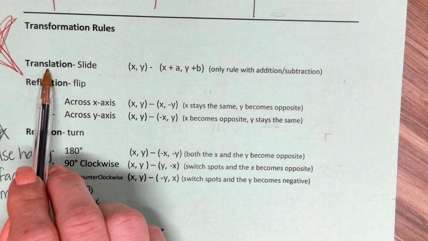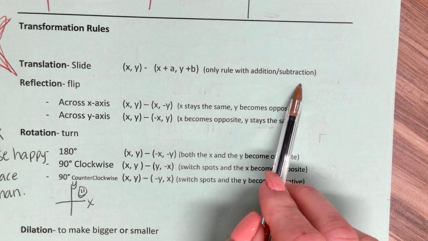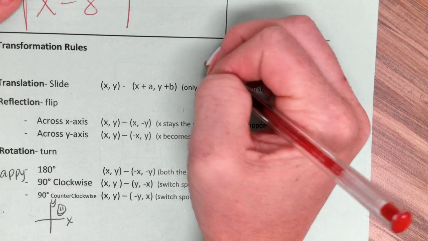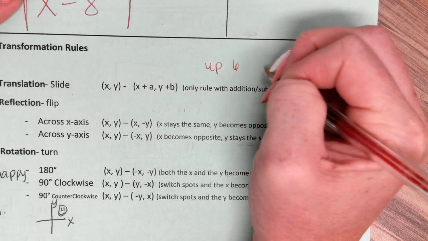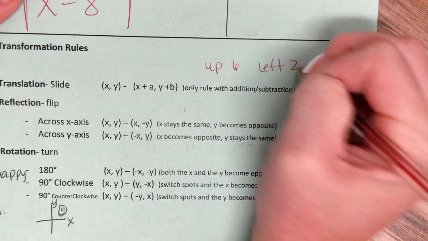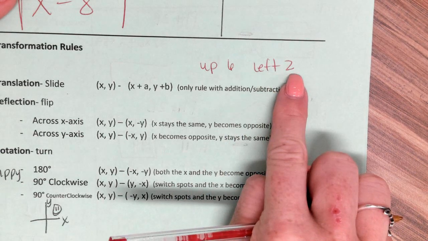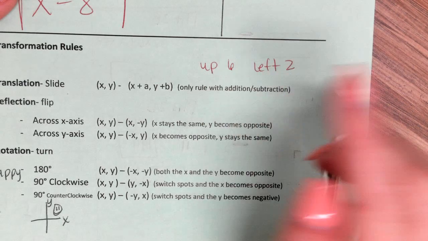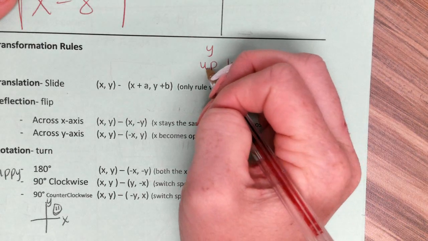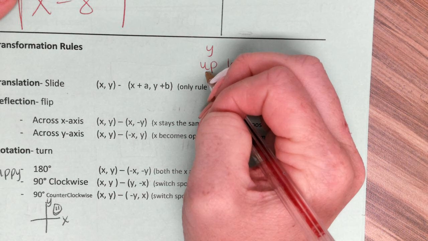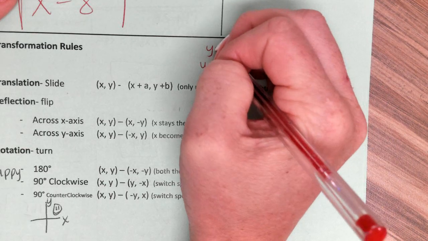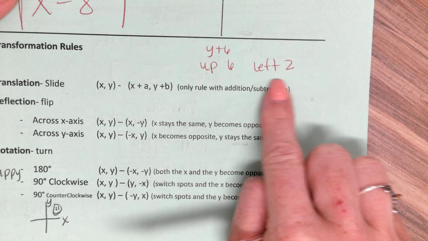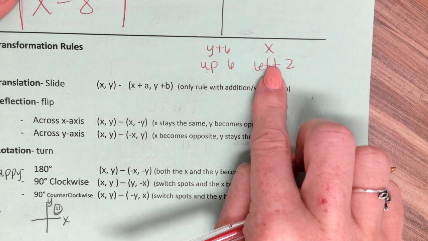Okay, this rule is an adding and subtracting rule. So if I said, let's do a little example. If I said up 6, left 2. Which axis moves up? The y-axis. So this would be y, and up would be positive. That would be y plus 6, right? Which axis moves left? So x, left would be negative or positive?